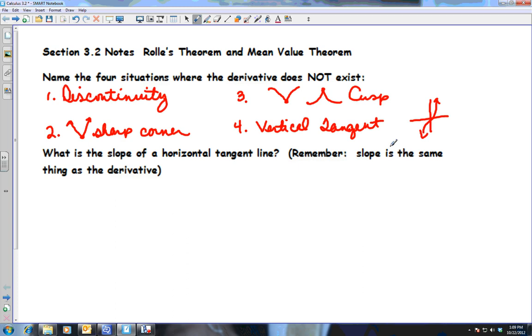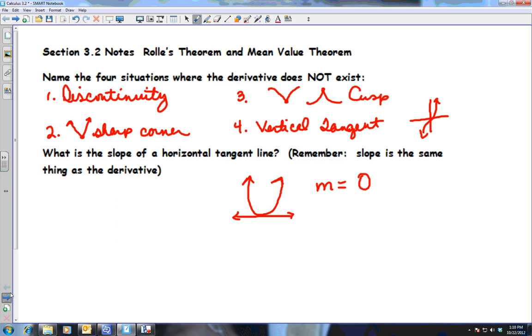And the other thing you need to remember, what is the slope of a horizontal tangent line? Horizontal tangent line, just like if I had this, here would be my horizontal tangent. Horizontal tangents always have a slope of 0. Okay, so those are the four things that you will need to remember for section 3.2.